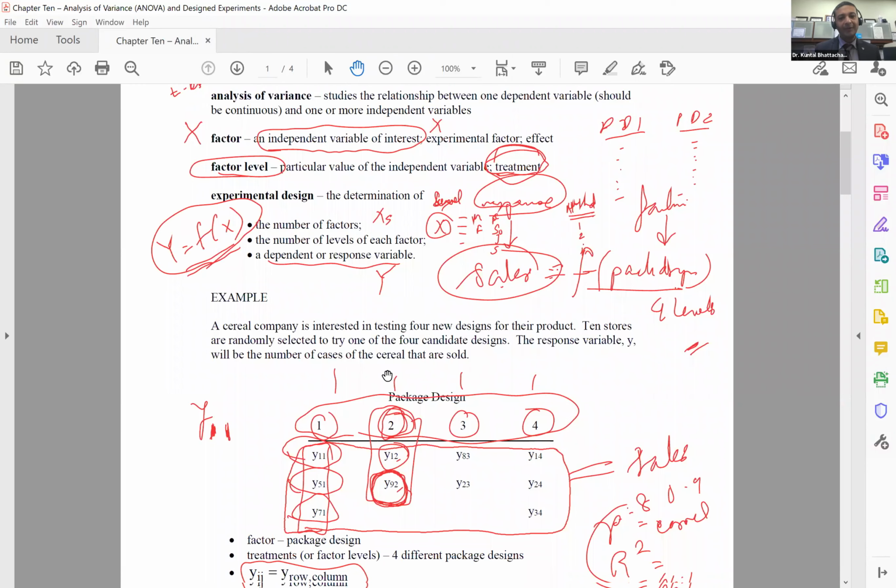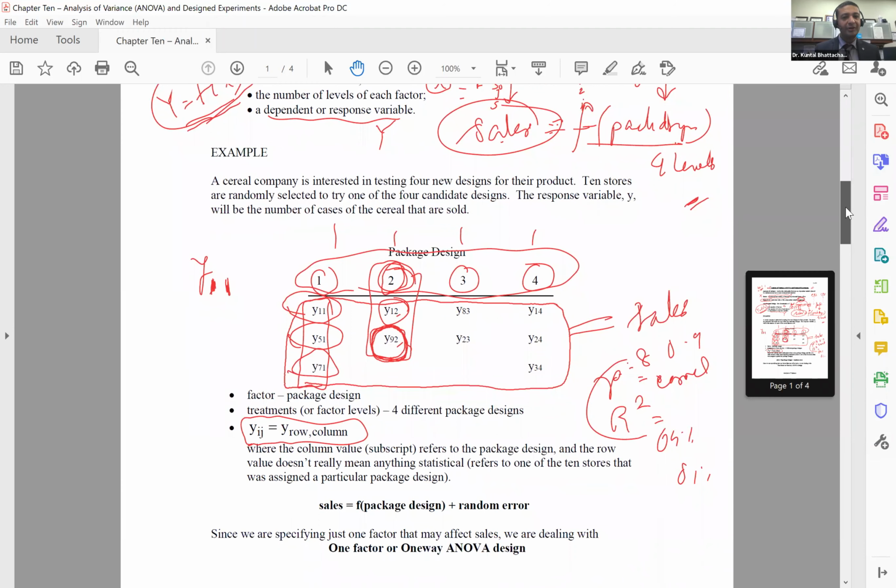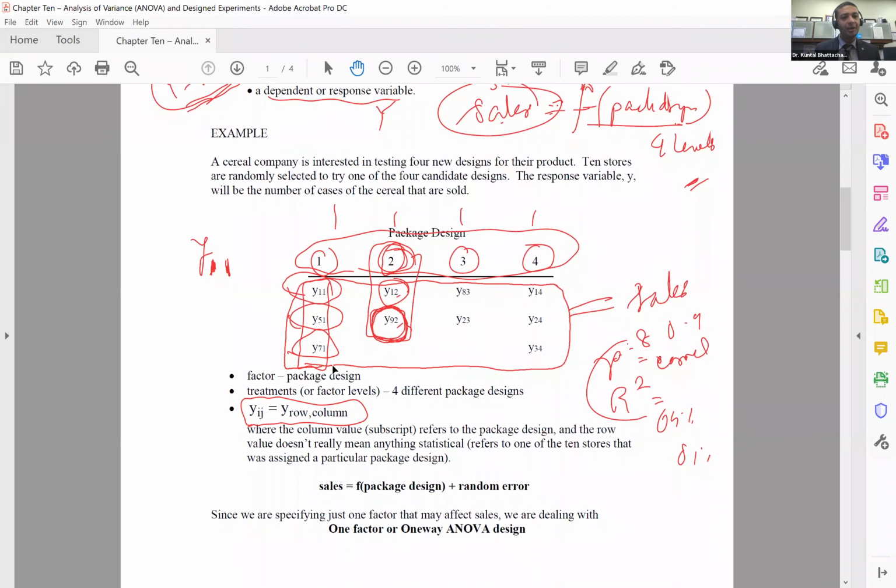Okay, so the example that was discussed briefly in last class was one of a cereal company that was interested in testing 4 new designs of their product. 10 stores were randomly chosen, and the number of cases of cereals that were sold were recorded. So each one of these are the records of the cases of cereal. As you can see, the J factor, or the column subset, corresponds to the specific design of the package. The row value basically is one of those 10 stores that was randomly assigned to draw that data.